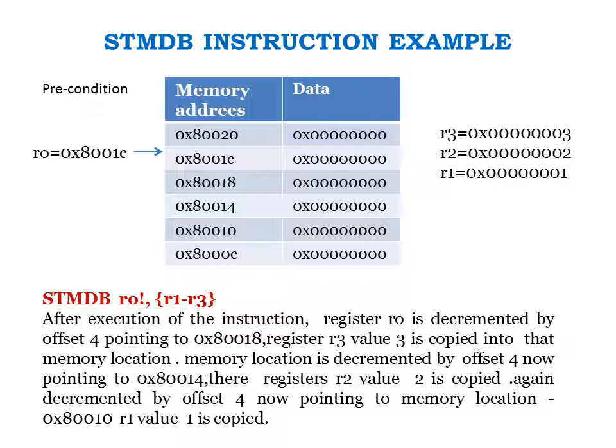So when this instruction is executed, what happens? First DB, decrement before, that means first decrement the memory location by 4 bytes. That means now it is pointing to 80018. In that memory location, again it is in the reverse order. When you are doing it in decrementing order, first the highest register value, that is R3, will be copied. So now R3 register value 3 is copied into the memory location.